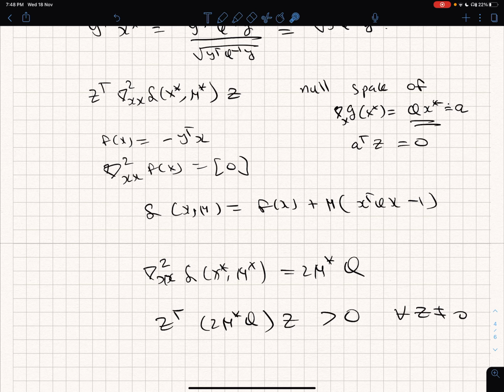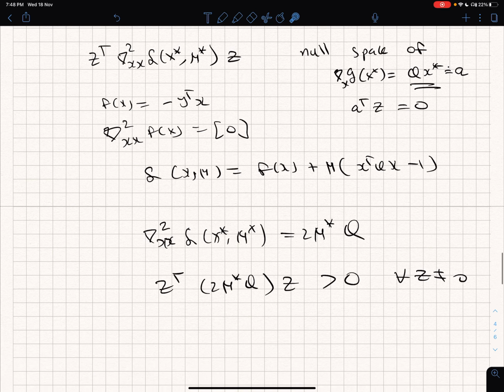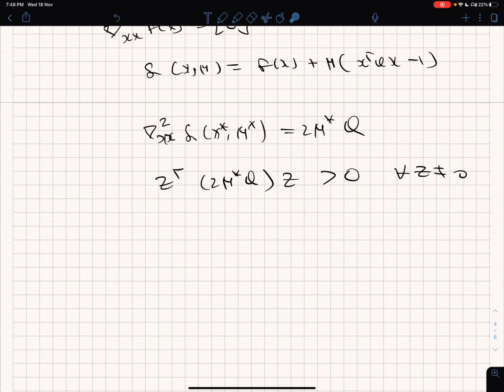So all my sufficiency conditions are satisfied, and hence I can say that I have actually got a minimum. I am at the minimum, and the global max of x transpose y, that is x star transpose y, is equal to under root of y transpose q inverse of y.